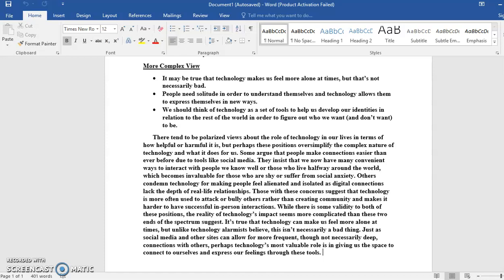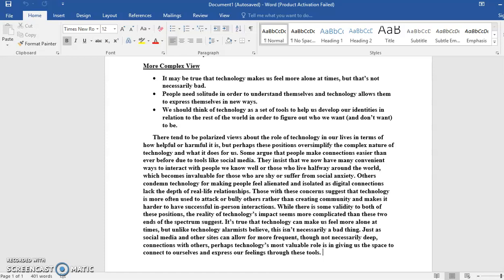While there is some validity to those positions, the reality of technology's impact seems more complicated than these two ends of the spectrum suggest. It's true that technology can make us feel more alone at times. So again, here I'm saying people who believe that technology makes us feel alone, they're right to a certain extent. But again, I'm responding with this but, right? But unlike technology alarmists believe, this isn't necessarily a bad thing. Just as social media and other sites can allow for more frequent, though not necessarily deep, connections with others, perhaps technology's most valuable role is in giving us the space to connect to ourselves and express our feelings through these tools.